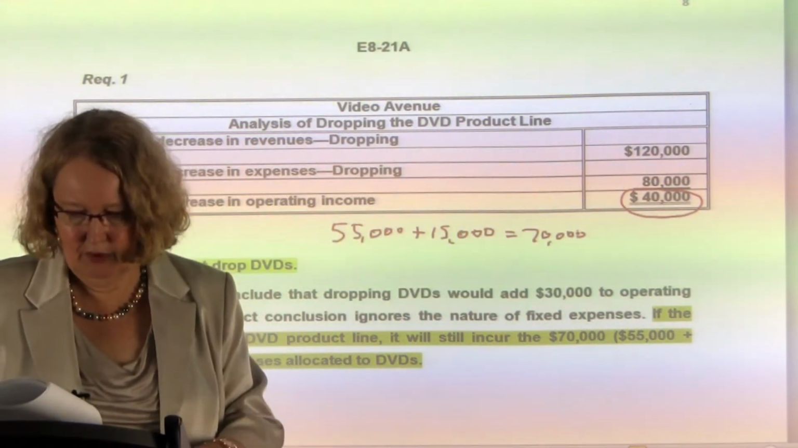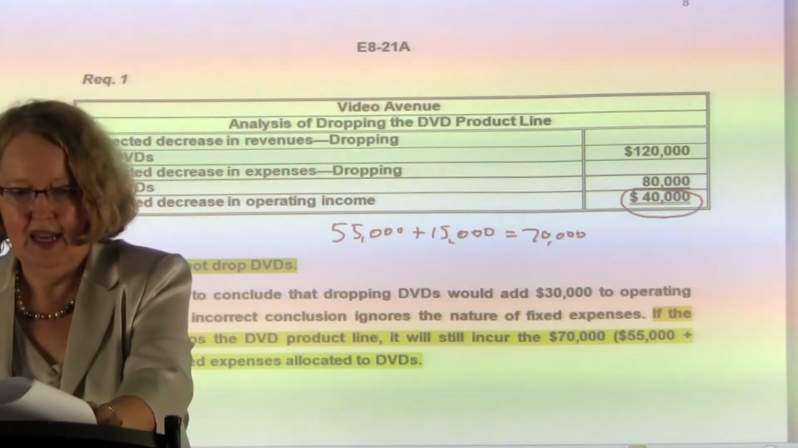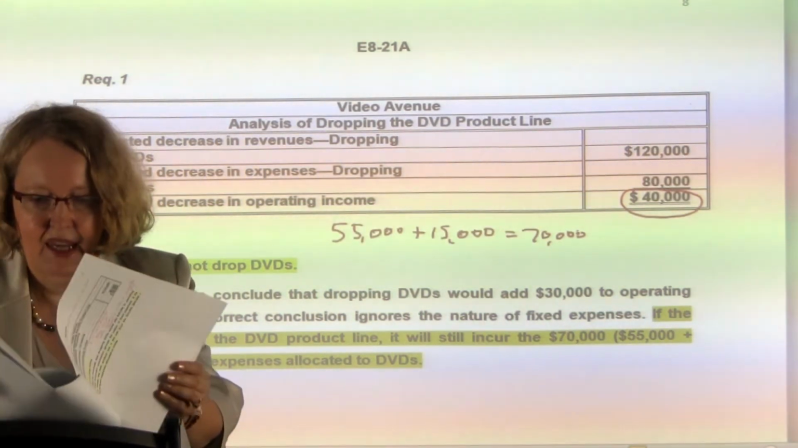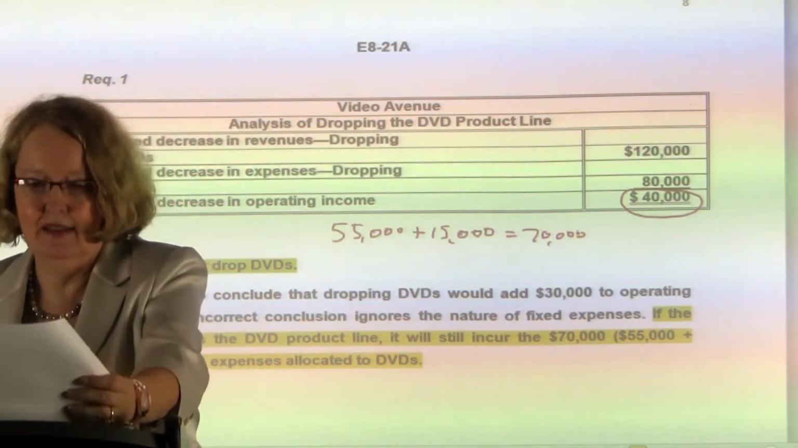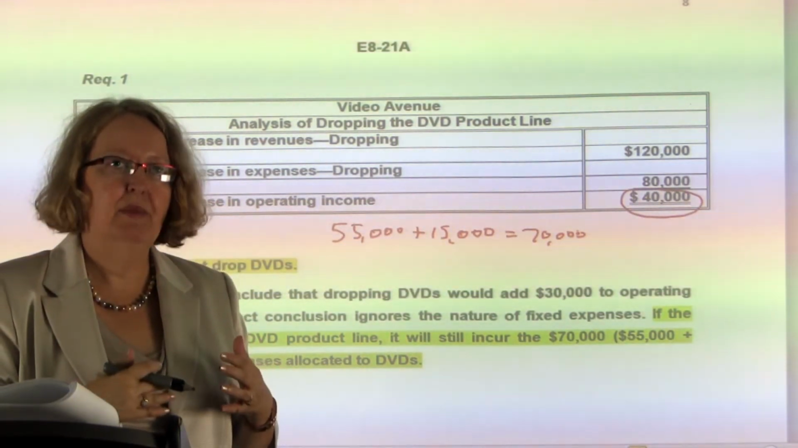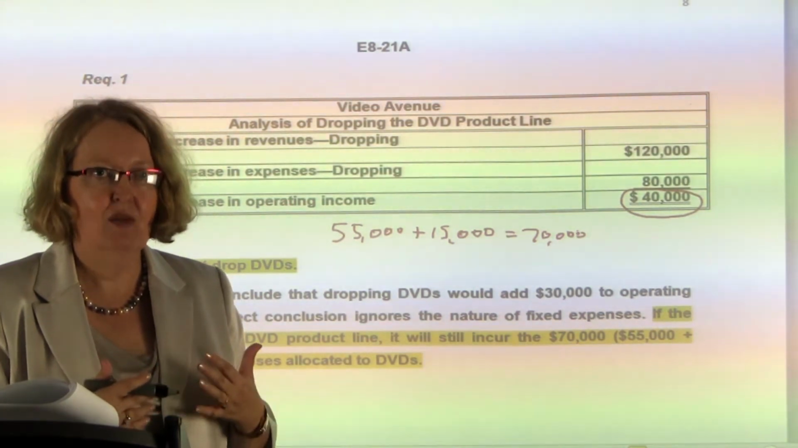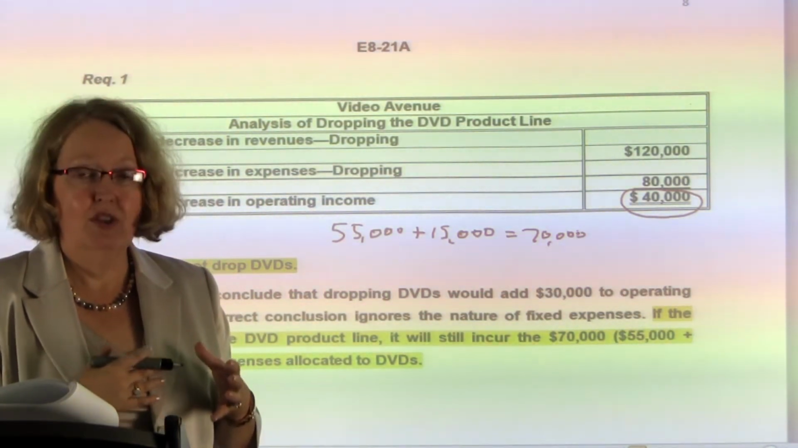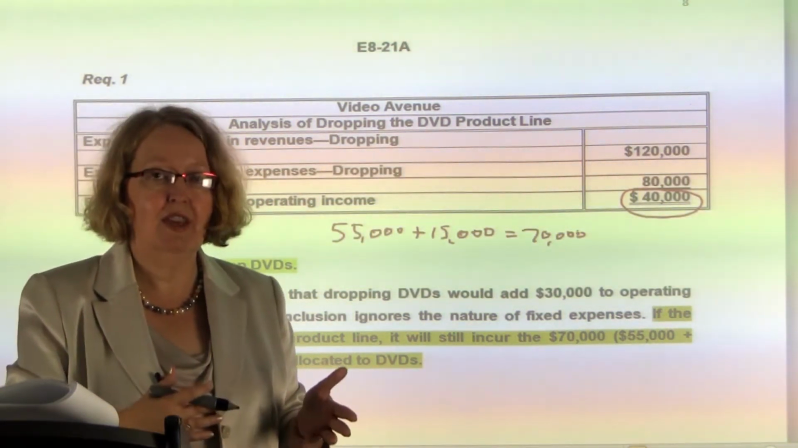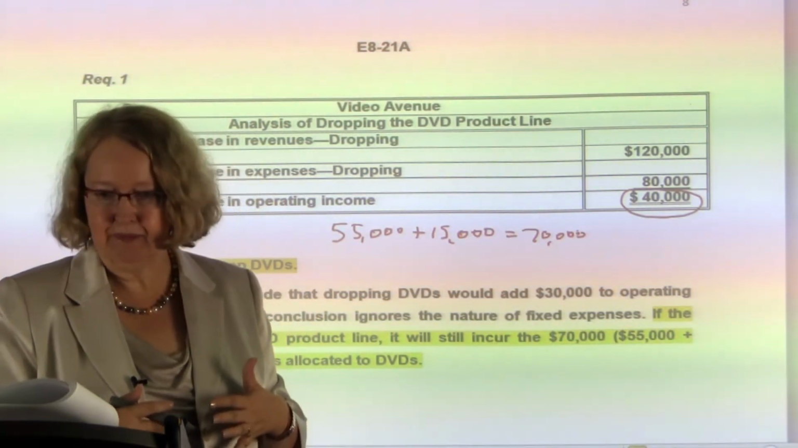Okay, so now we're going to move to the second requirement. Here it's introducing the idea that the company can avoid some fixed expenses. When you're approaching these problems, unless it says the company can avoid fixed expenses, you should assume they can't. If they can reduce some of their fixed costs by dropping a line or by outsourcing, whatever the case may be, then you would be told one way or the other in the problem.